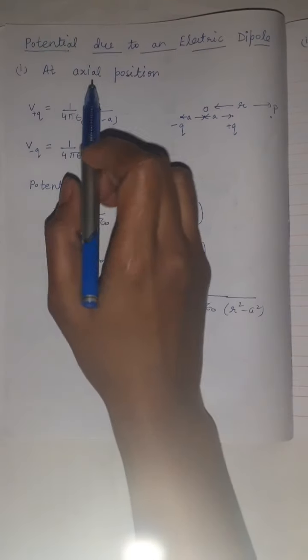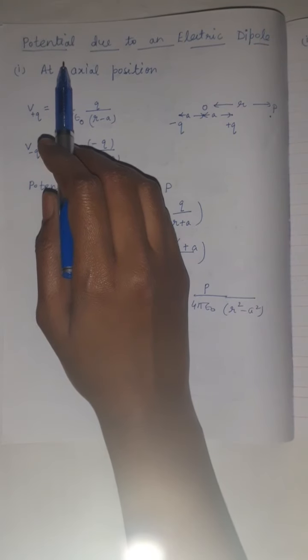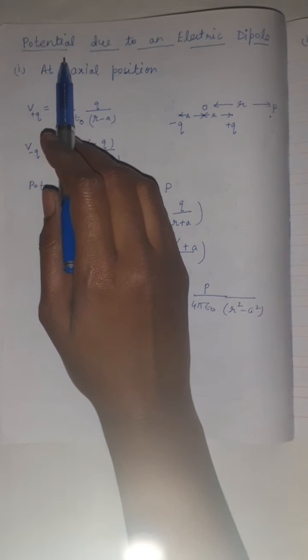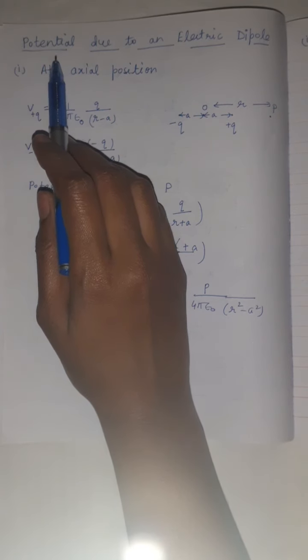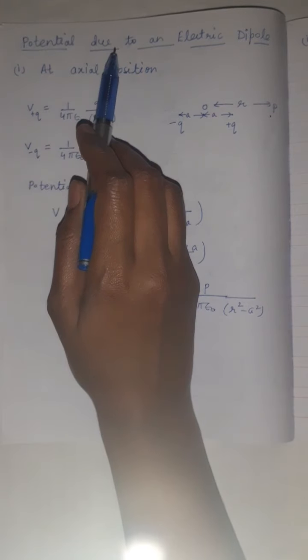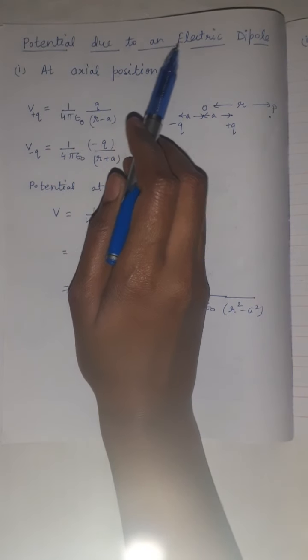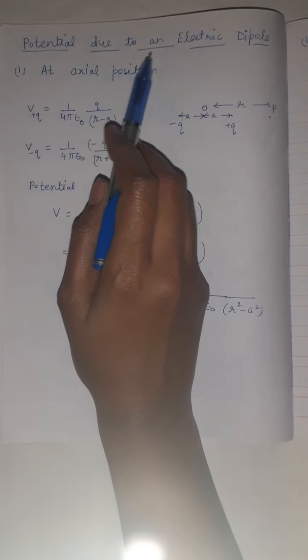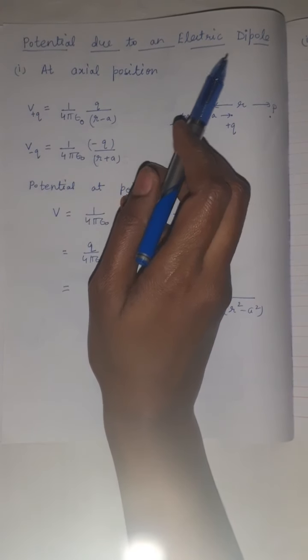Hello students, welcome to the second lecture of chapter 2 Electrostatic Potential and Capacitances. In the last lecture we learned about the potential due to a point charge. Second, we will learn the potential due to an electric dipole.